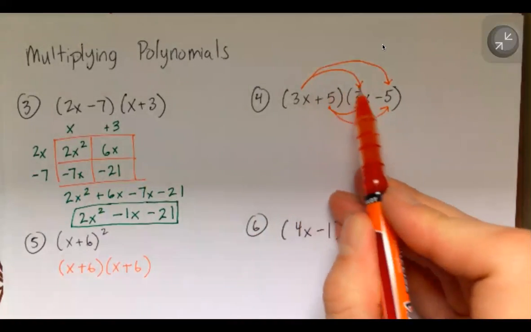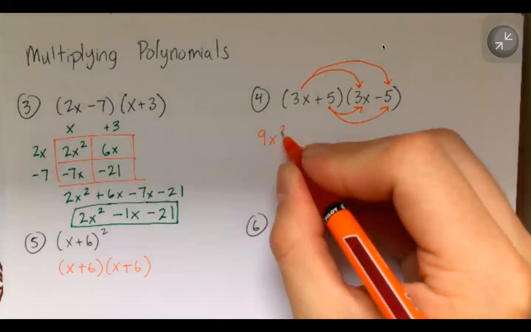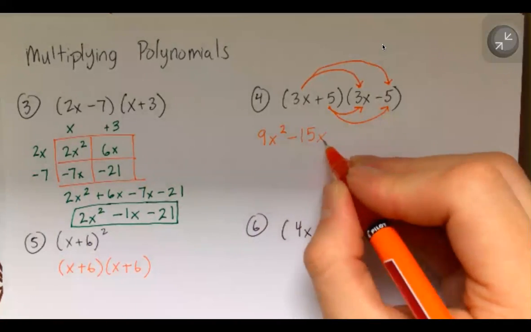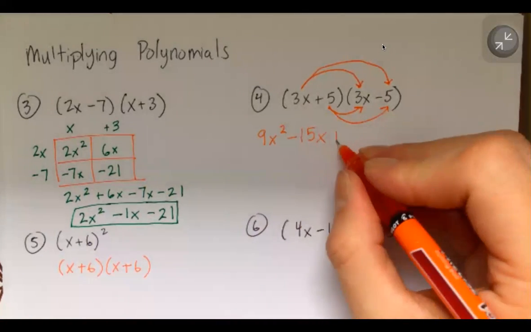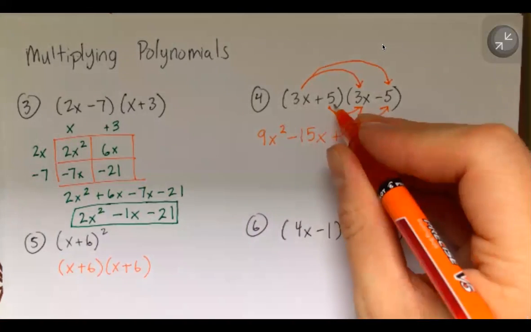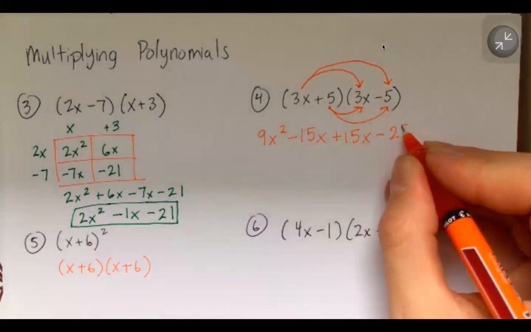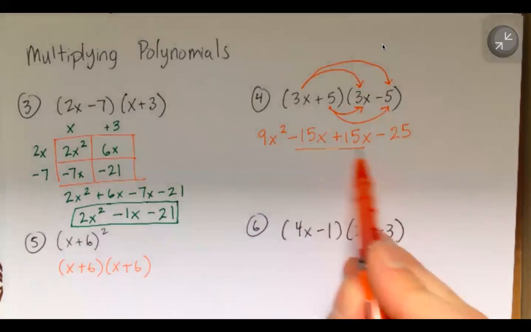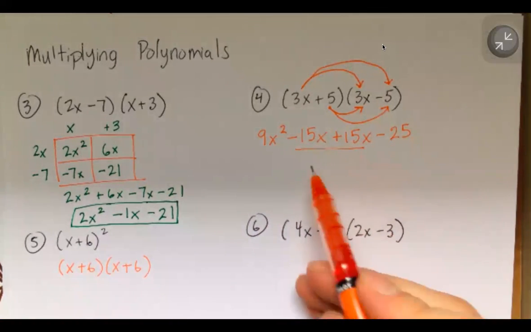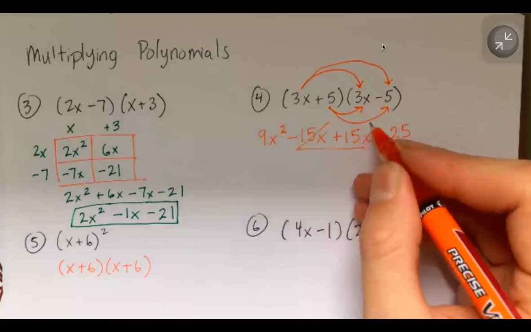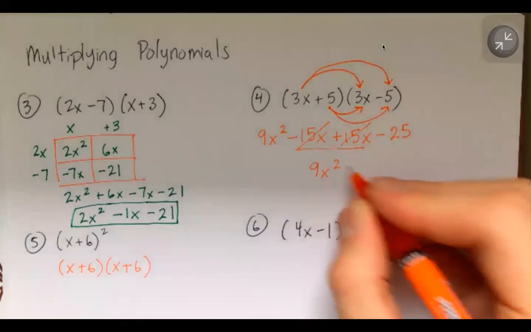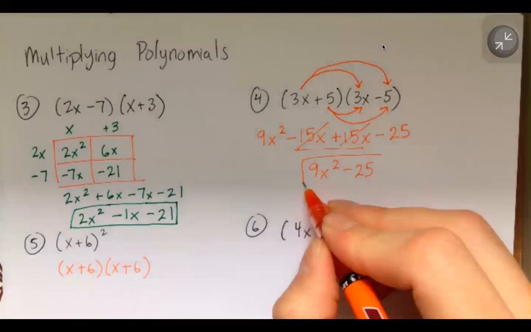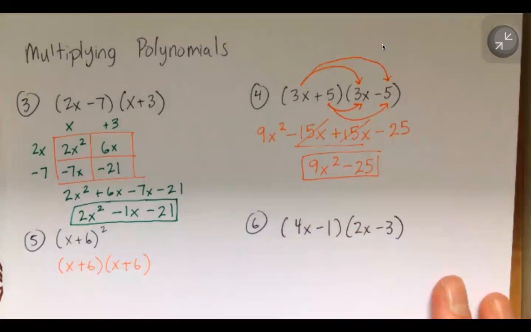Anyway, 3x times 3x is 9x squared. 3x times negative 5, negative 15x. 5 times 3x is positive 15x. And then 5 times negative 5 is negative 25. These were conjugates, so we know that these middle terms will actually cancel each other out. Negative 15, positive 15, they just make 0. So our answer, 9x squared minus 25. So there we go. Cool.